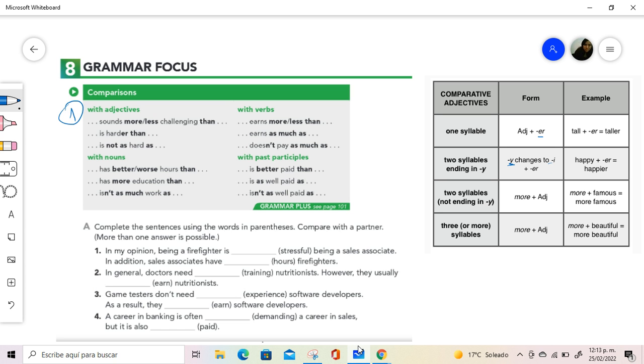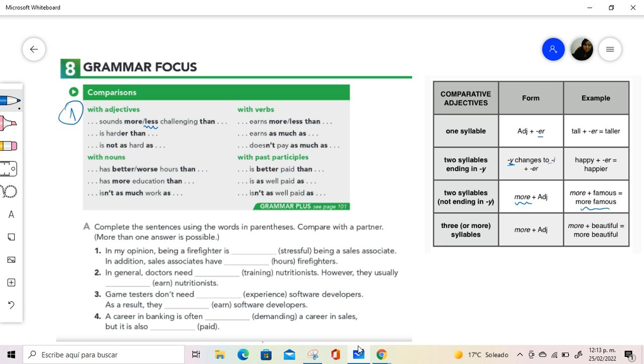Happy, then happier. Now, two syllables and not ending in y. In that case, we are using the particle more. In this case, it is also accepted to use the particle less to say that something is inferior. And more famous is the comparative that we have here as an example.